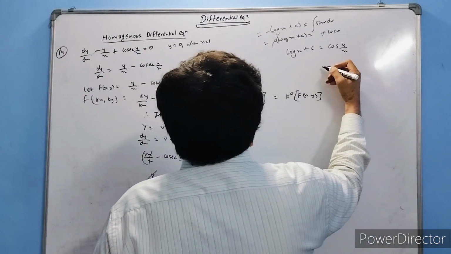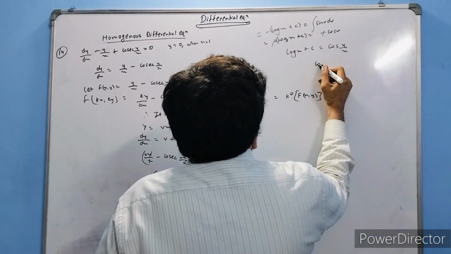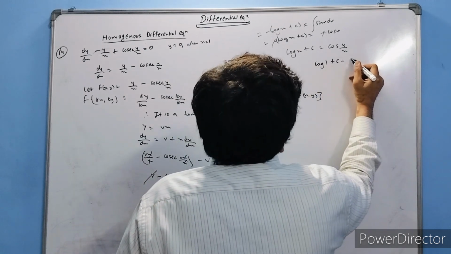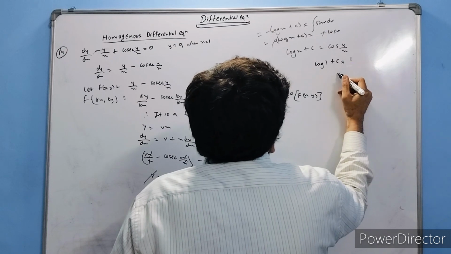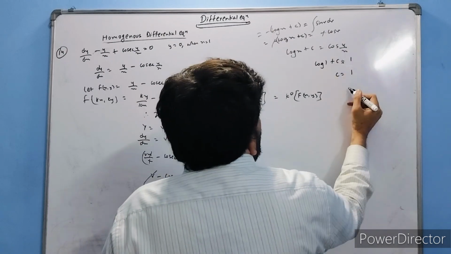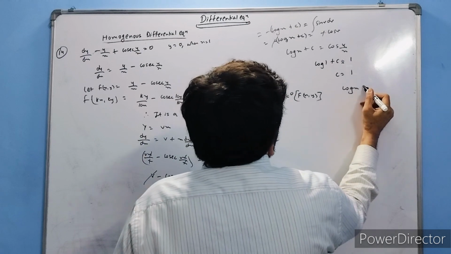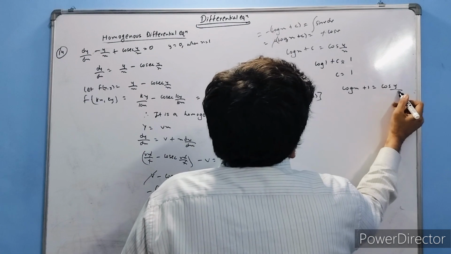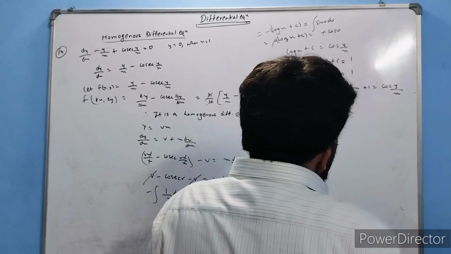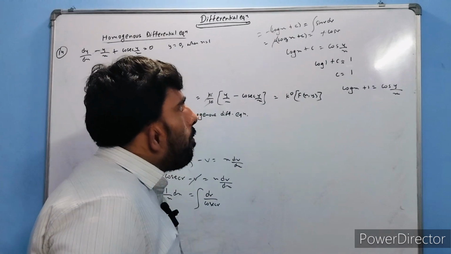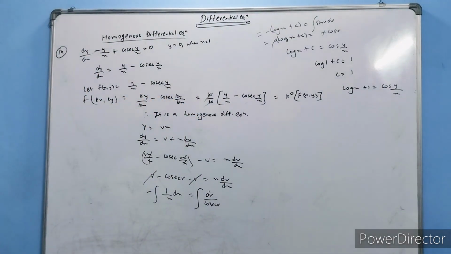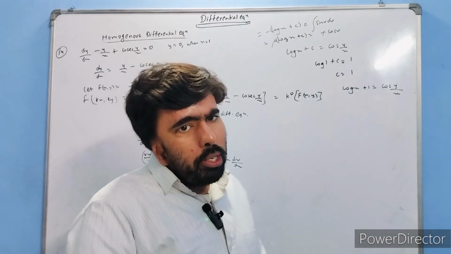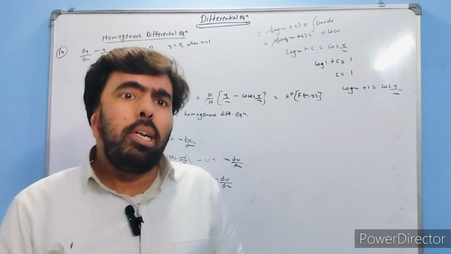Now we'll put the value of x is 1, y is 0. So we have 0 plus c is equal to cos 0, which is 1. So we can say c is equal to 1. You can put the value here. So finally we are able to find log x plus 1 is equal to cos y upon x. Okay, so that is how we are able to find the general solution of a homogeneous differential equation.